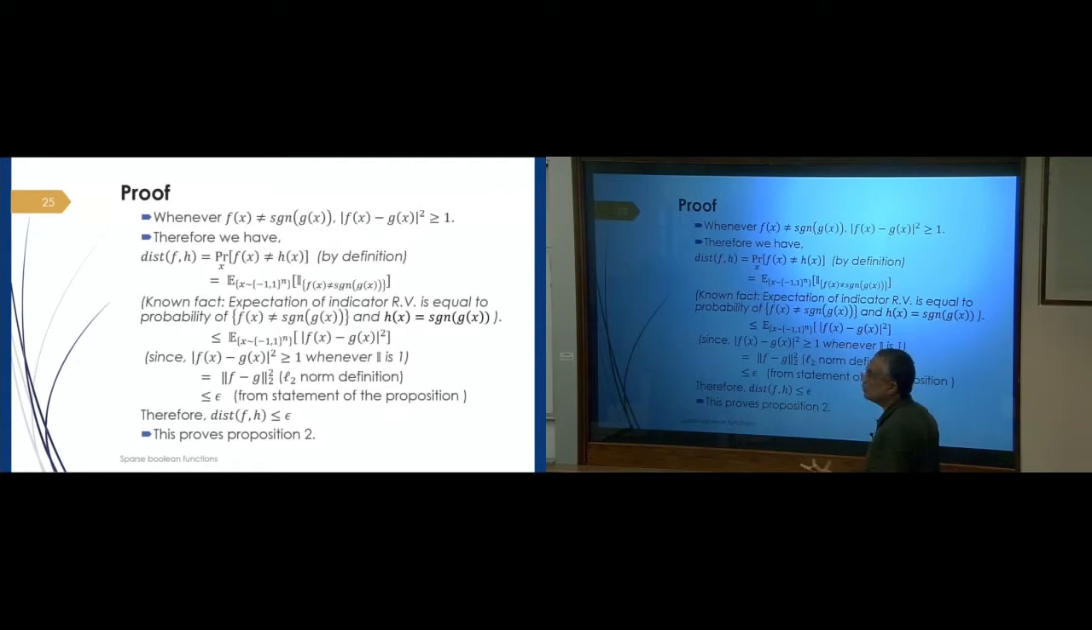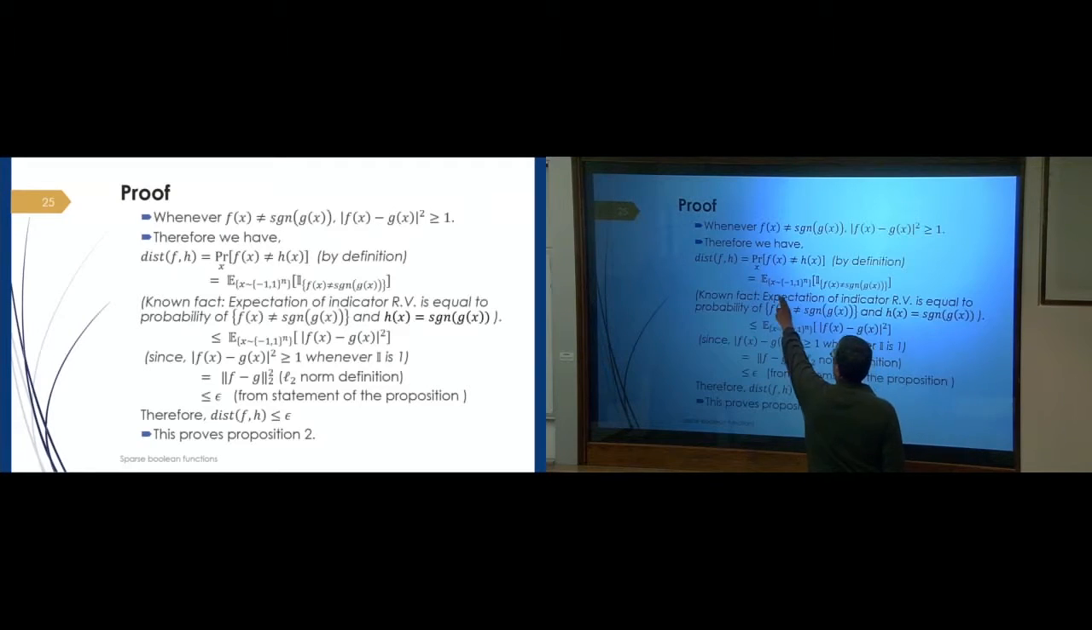And so given these two facts, we basically can conclude that the quantity distance fh equals the expectation of the indicator variable of fx not equal to sign gx. So basically we go through two steps. Okay. Now we do one more additional transformation.